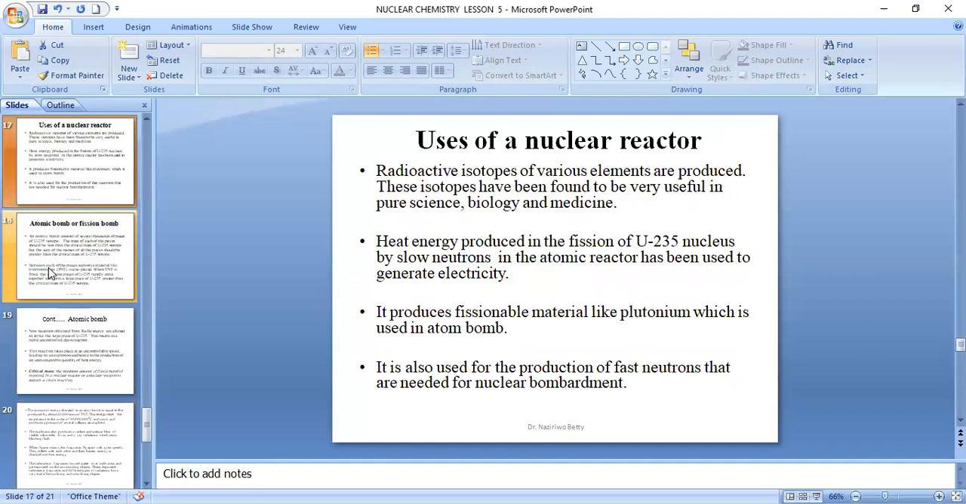Uses of a nuclear reactor. Radioactive isotopes of various elements are produced, and these isotopes have been found to be very useful in pure science, biology, and medicine. Heat energy produced in the fission of uranium-235 nucleus by slow neutrons in the atomic reactor has been used to generate electricity. It produces fissionable material like plutonium, which is used in atom bombs. It is also used for the production of fast neutrons that are needed for nuclear bombardment.